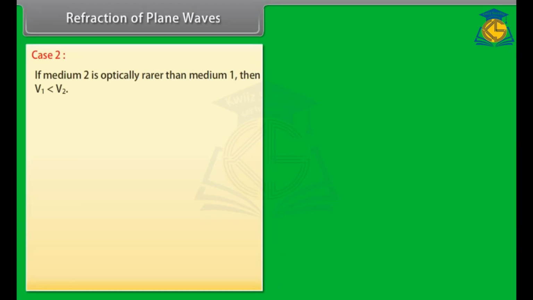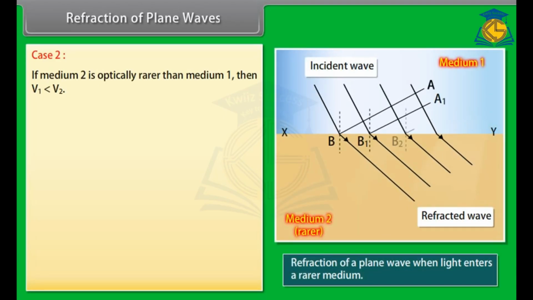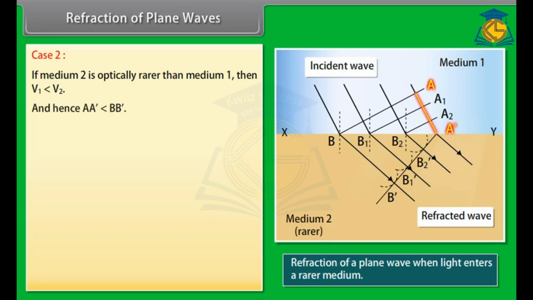Case 2. If medium 2 is optically rarer than medium 1, then v1 is less than v2 and hence A' is less than B'. The ray is bent away from the normal.